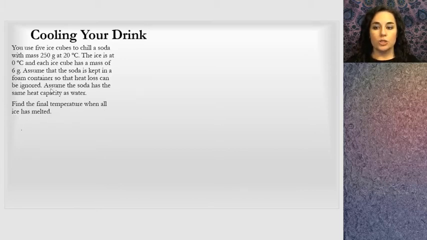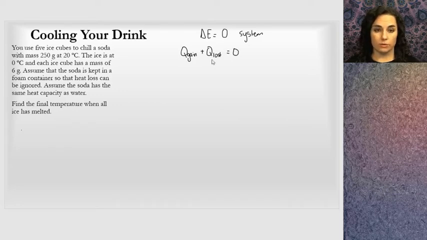Okay, so in order to do this problem, this is conservation of energy. I have energy moving around. Ice is receiving energy and the soda is losing energy. And remember, we did this on a problem before. The change in energy for the whole system is 0. And so what we're going to see is that the Q gained by one part of the system plus the Q lost from the other part of the system will equal 0. And so we get Q gained has to equal negative Q lost.